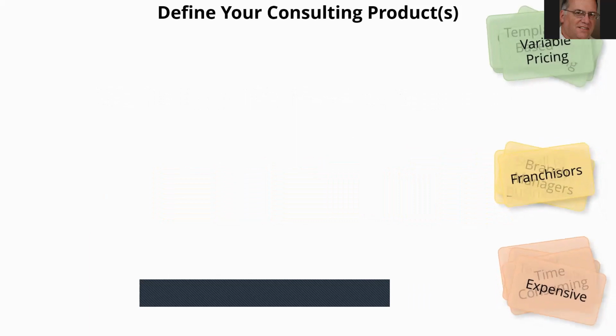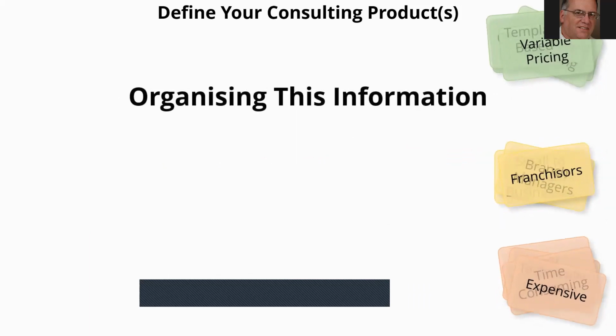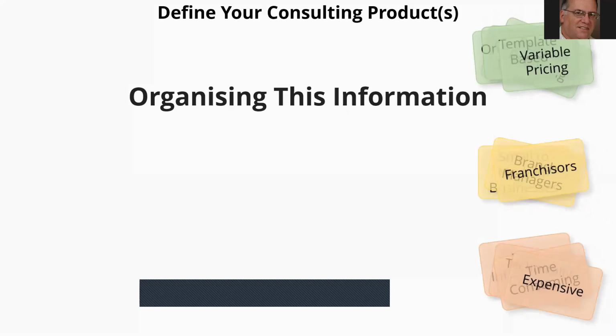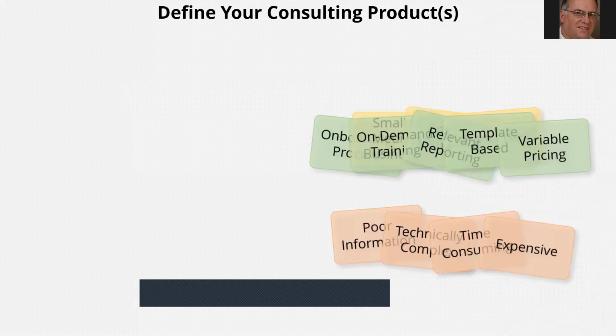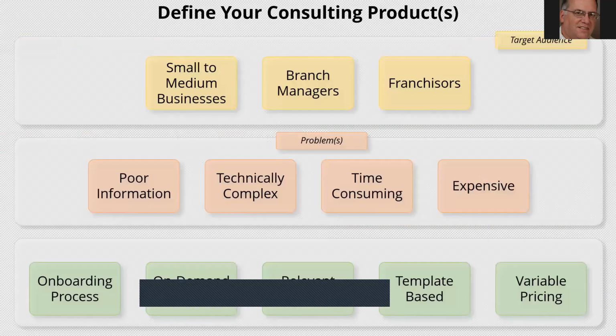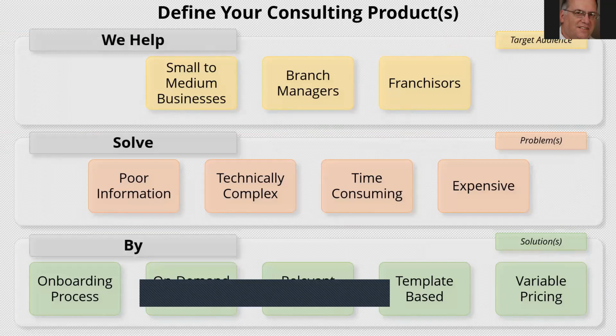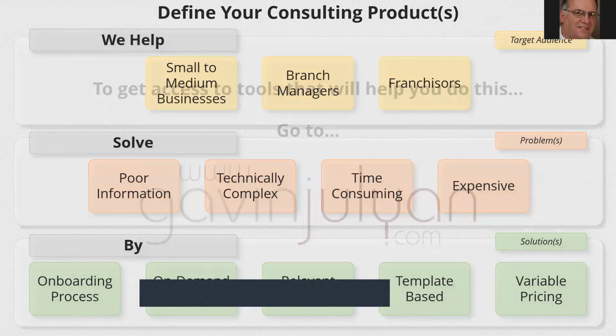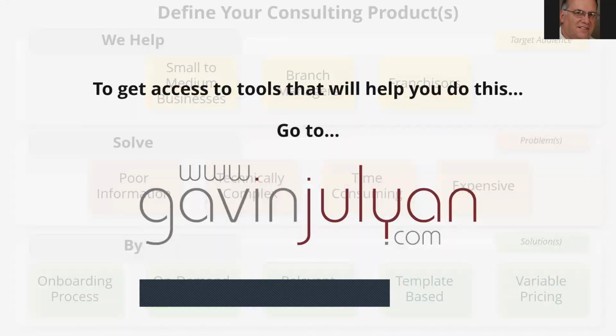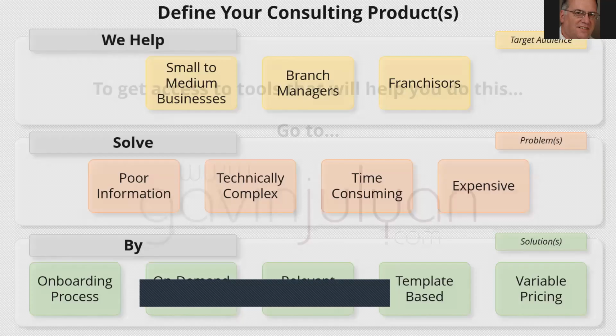What we then do is organize this information and put it together. I put it together like this: the target audience, the problems, and the solutions. In other words, we start saying, we help, pick a target audience, solve, pick a problem or 2, buy, pick a solution or 2. To get hold of the tools to make this happen, you can do it on my website. But there's the summary.